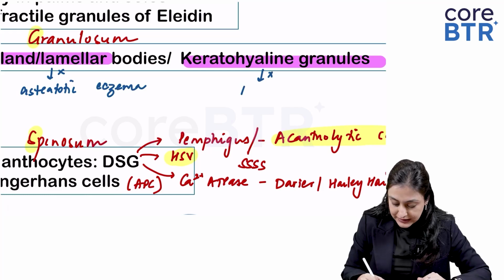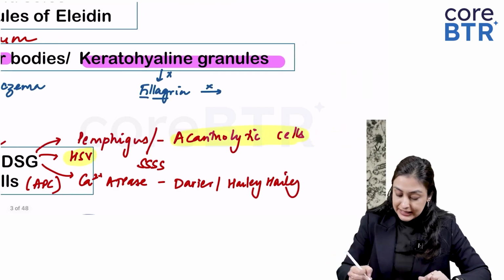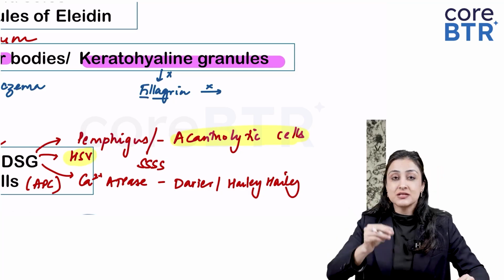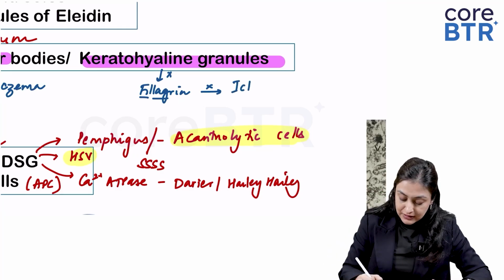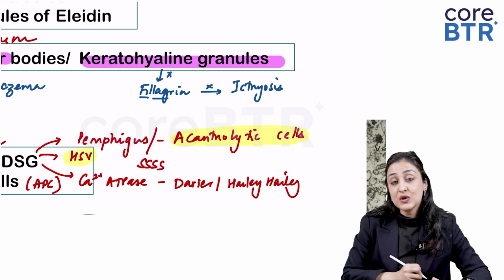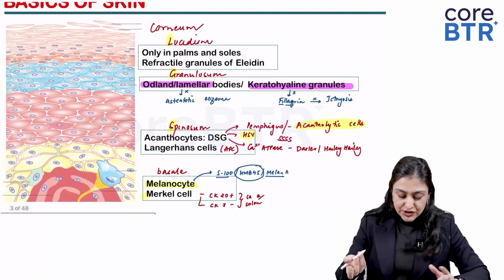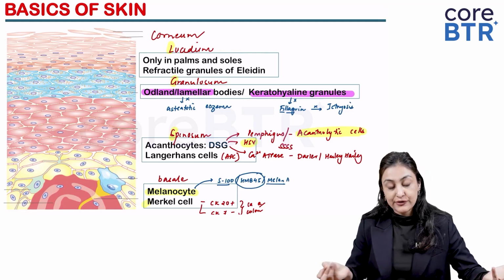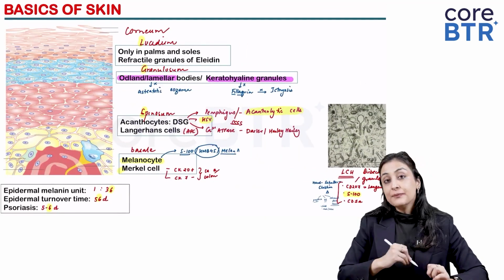Keratohyalin granules contain filaggrin. So if this filaggrin, filament aggregating protein, is not there, again your skin is dry. So dry, you have scales. So many scales, the skin looks like fishnet. So this is ichthyosis. So ichthyosis is a defect in filaggrin, right? So that's done. Lucidum, not important, only in palms and soles, and there are these granules of eleidin in it. Stratum corneum, already done. So these are the layers.